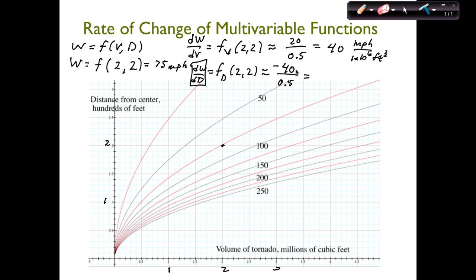Why is it negative? For increasing distance, what happens to the wind speed? See, it's going down, right? So it's negative. So I'm saying about negative 80. About. And that would be miles per hour per 100 feet.